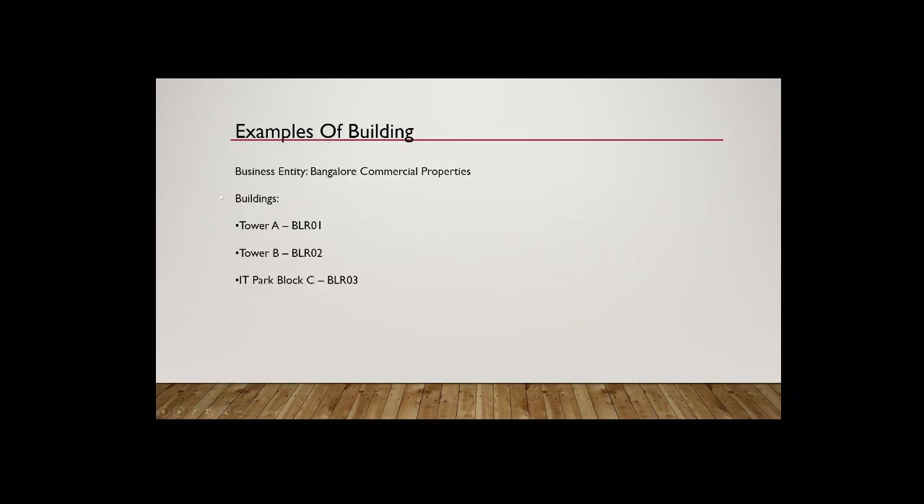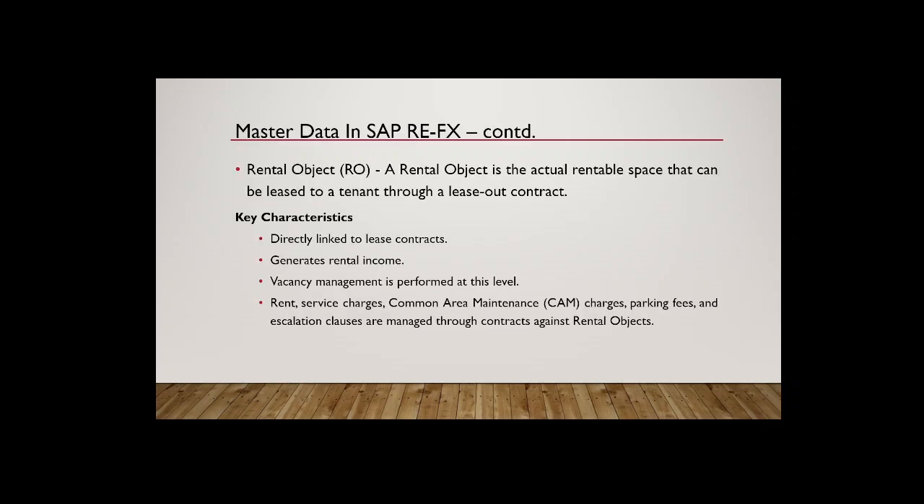So this is an example of a building. So you have a business entity, we saw in the previous example, Bangalore commercial property. So you can define buildings for this Bangalore commercial property. So tower A is one building, tower B, you can have another IT park, block C, likewise. So these are all different examples for buildings.